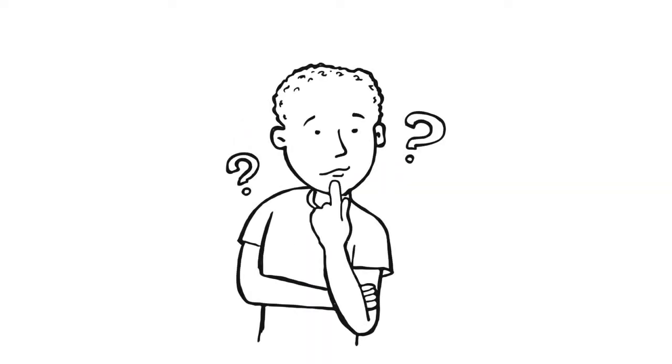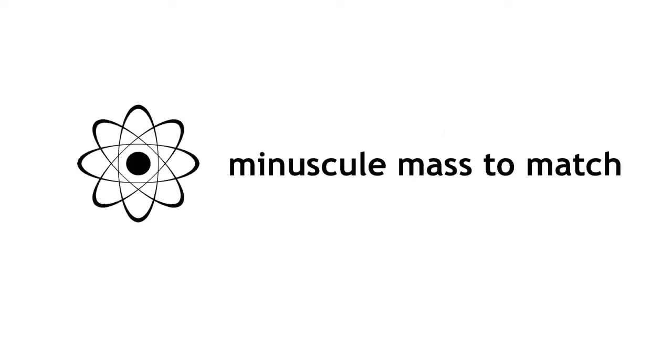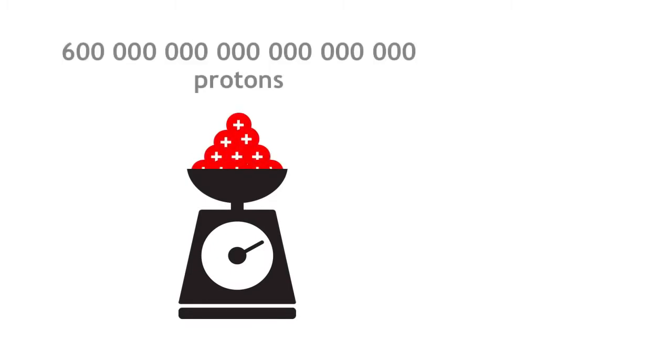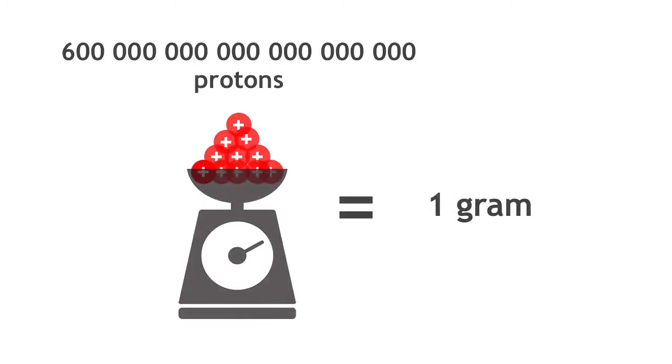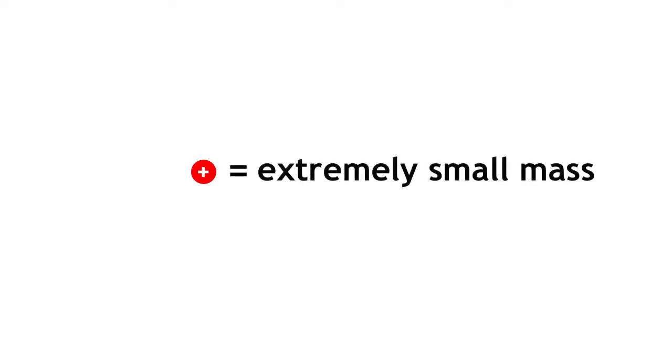Now if we think about the minuscule scale that we're talking about, the constituents of an atom must have a minuscule scale to match. If we were to weigh protons, we would need 600 sextillion to just weigh 1 gram. So 1 proton would have a very, very small mass, and the same is true for neutrons and electrons. This is why we weigh them in relation to each other. We assign the mass of a proton as 1.